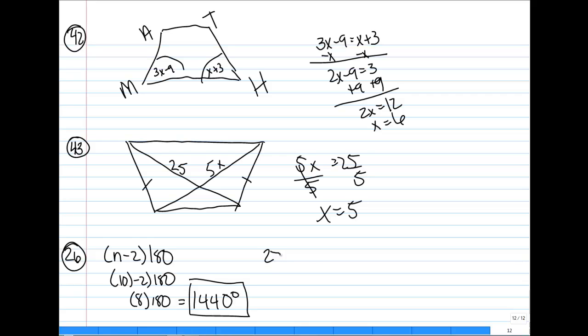27 is the same type of problem, but it's asking for a undecagon, which is an 11-sided object. So 11 minus 2 times 180, 9 times 180 is 1620.